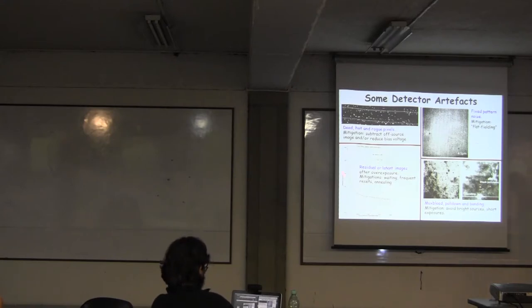Another thing is that if you expose a bright source, actually this is not so much different from the human eye. You shouldn't look at the sun, but if you quickly look at the sun and then somewhere else, you still see an image of the sun, right? The eye is not immediately reset. The same is true for the detectors.